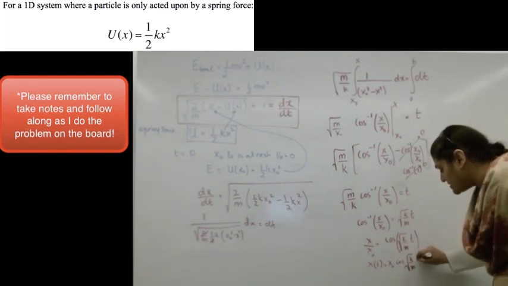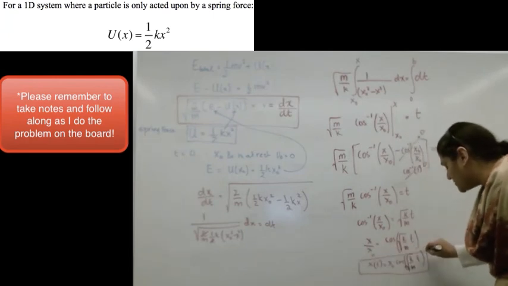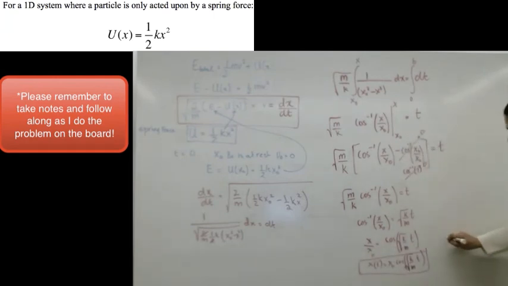Does anybody recognize what this kind of looks like? It kind of looks like y equals a cosine of omega t. And what's that expression? It's kind of like a sine wave, isn't it? So a general solution for a spring moving will give you a sine wave, which is naturally what we expect springs to be able to do.